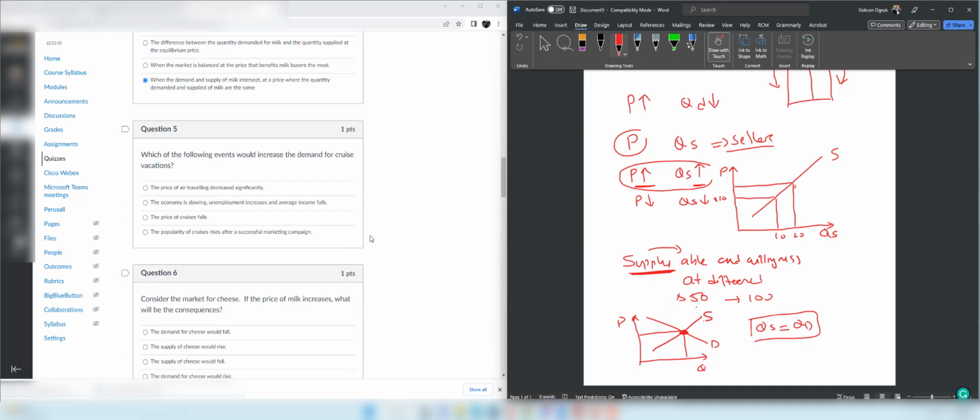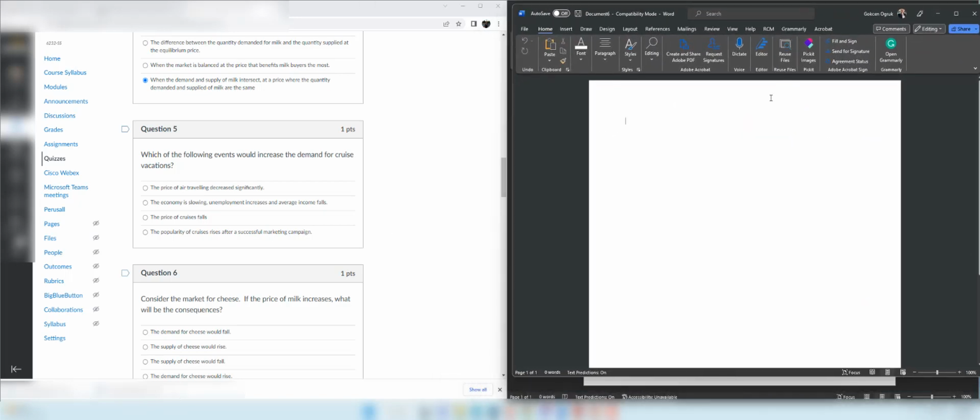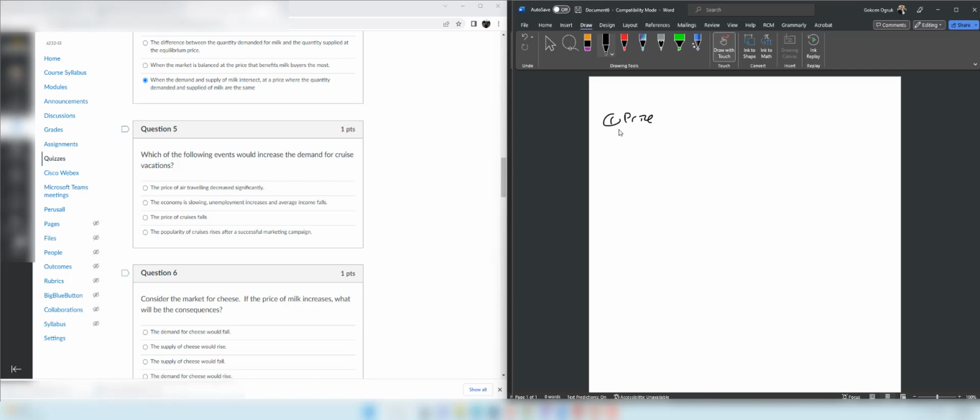Number 5. Which of the following events would increase the demand for cruise vacations? So we are talking about events that would increase the demand for cruise vacations. We need to remember what the determinants of demand are. The first determinant, as you know, is the price. Price is an important determinant, and when the price changes, this is very important. I want you to pay attention.